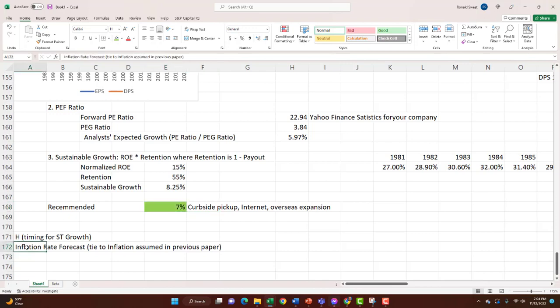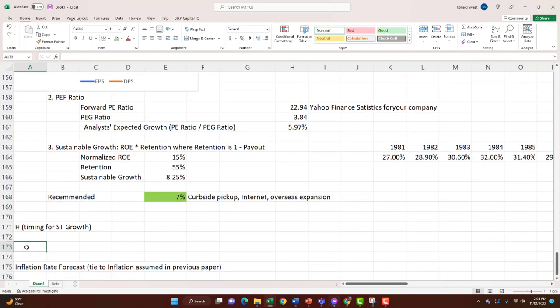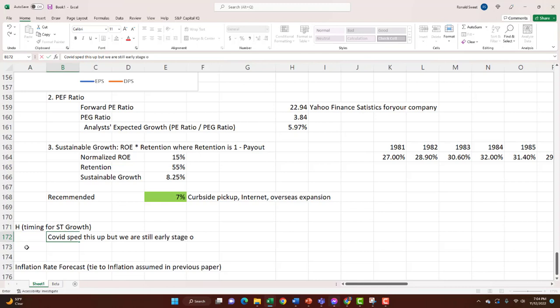Now, how long will that take? We're saying short-term growth is about 4.5%, but they're going to grow 7.5% for a while. How long would that work? That's incredibly subjective. I'm going to say COVID sped this up, but we are still early stage on curbside and overseas. They have a lot more they can do. So I think 8 years to fully implement these strategies, something like that.